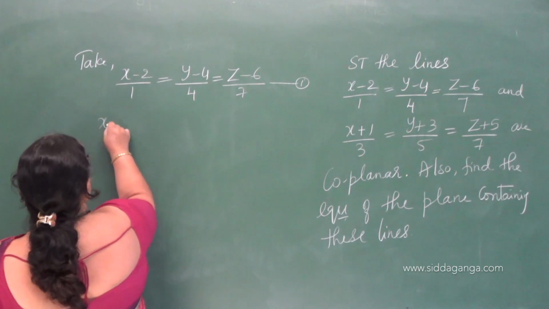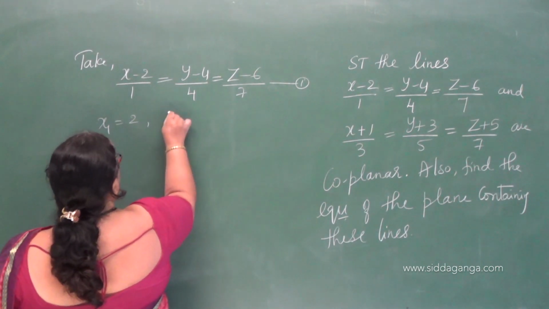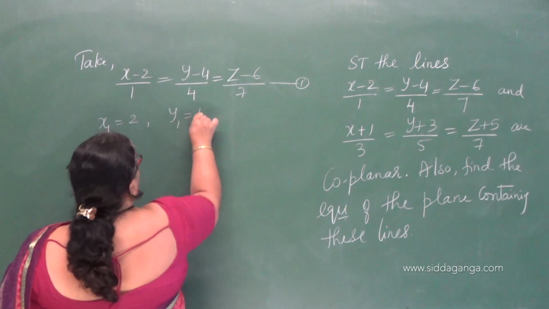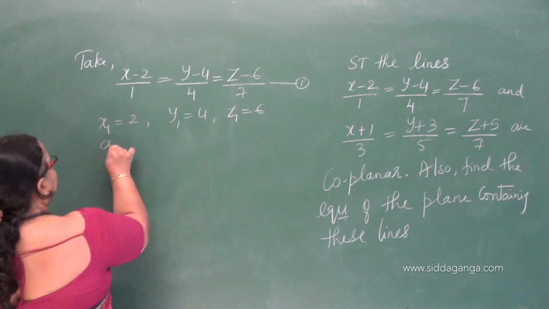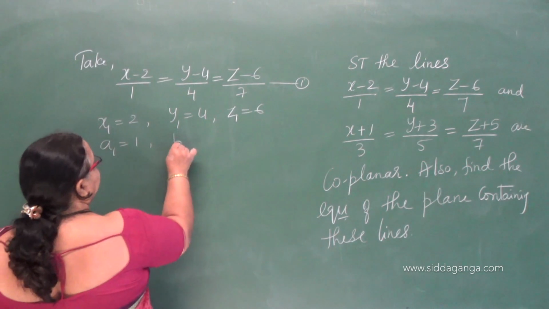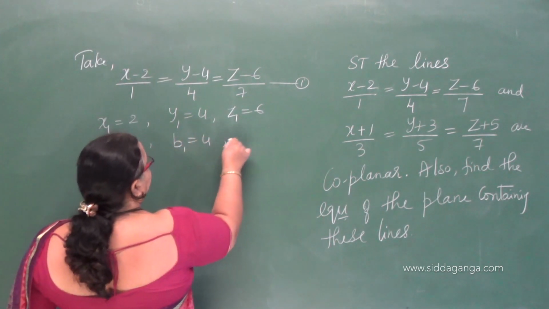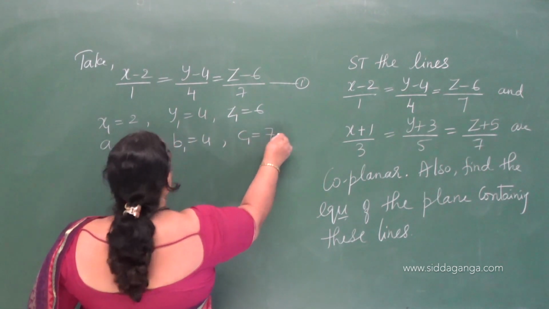Here x1 equal to 2, y1 equal to 4 and z1 equal to 6. a1 equal to 1, b1 equal to 4 and c1 equal to 7.